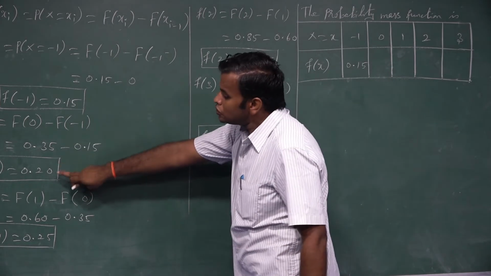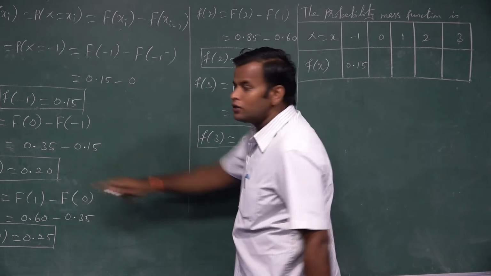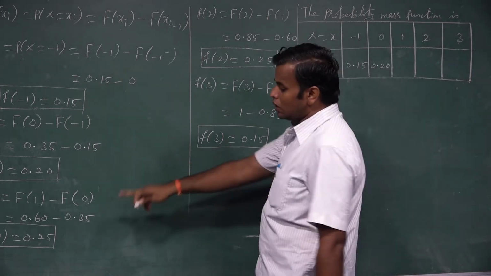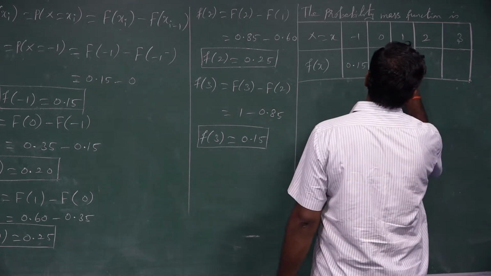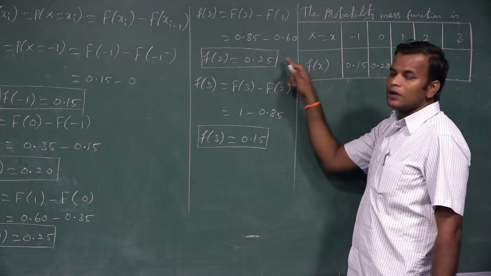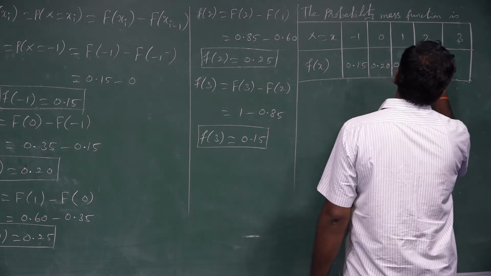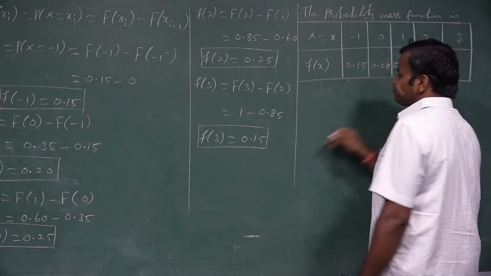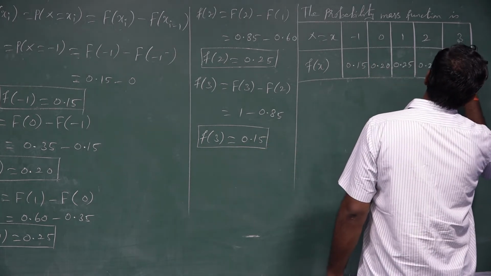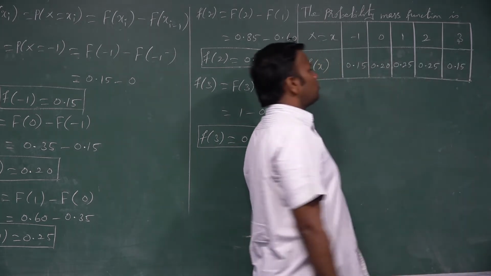When x is equal to 0, the probability value is 0.20. When x is equal to 1, the probability value is 0.25. When x is equal to 2, the probability value is 0.25 again. When x is equal to 3, the probability value is 0.15.